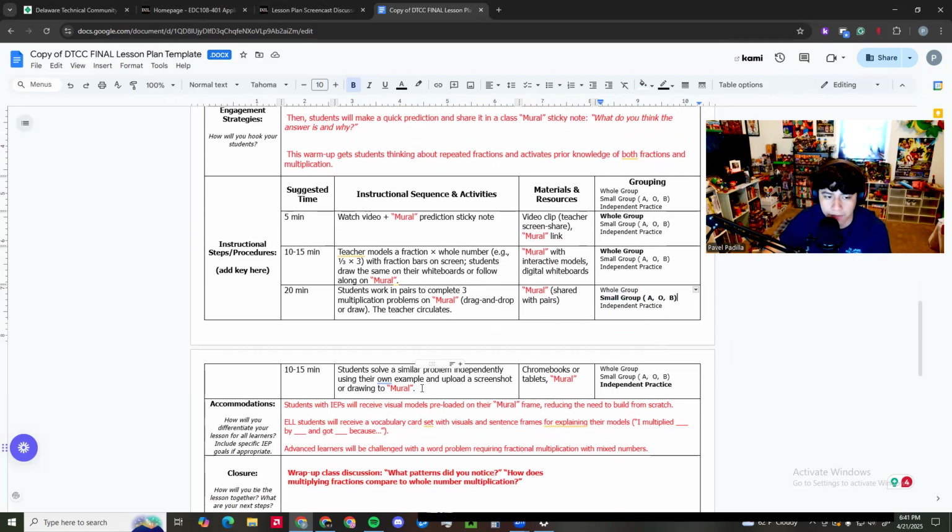10 to 15 minutes for the final one, which is students solve a similar problem independently using their own example and upload a screenshot using Mural. This is independent practice at the end.